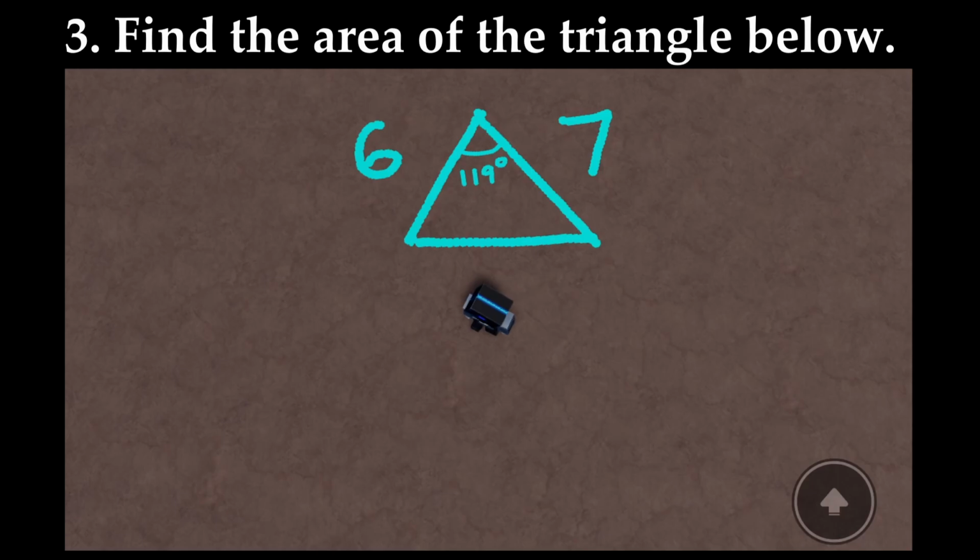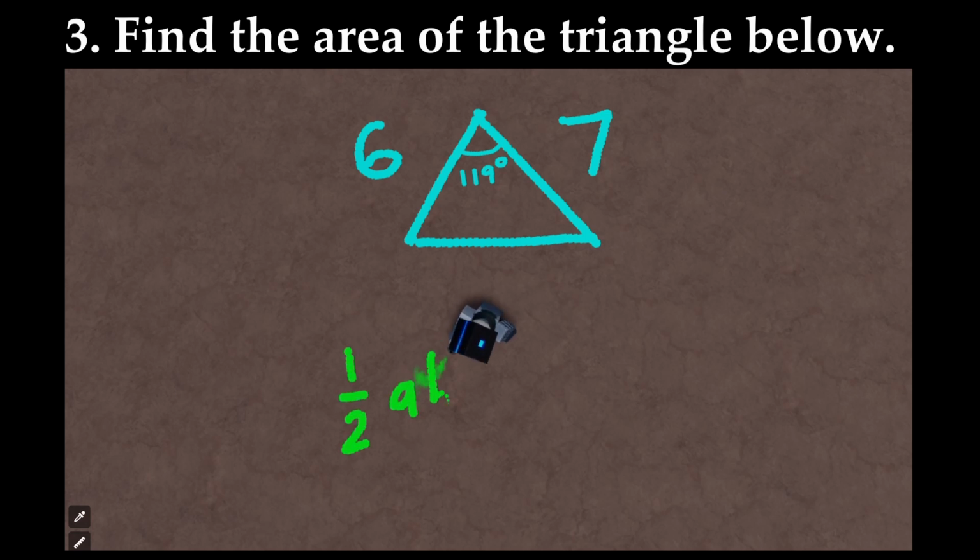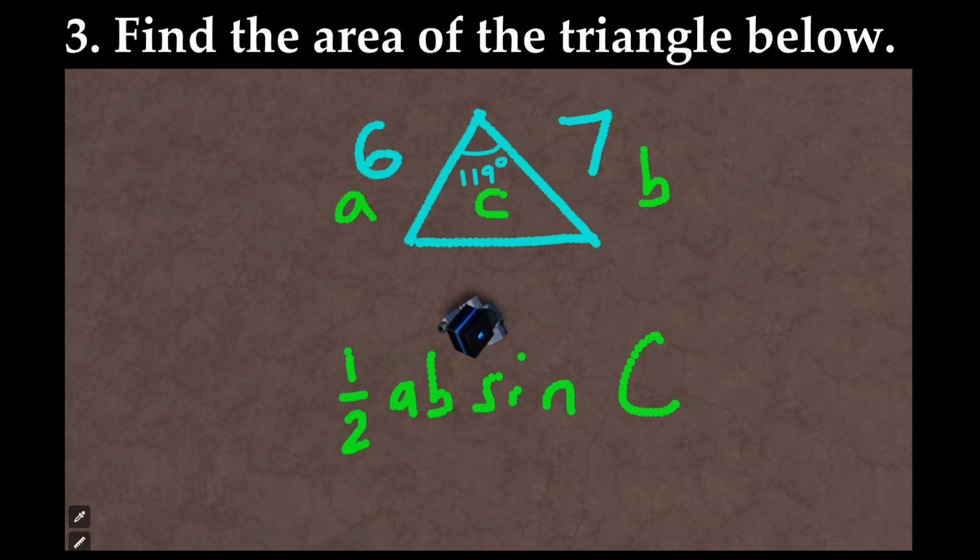Let's find the area of this triangle with side lengths of 6, 7, and an angle of 119 degrees between them. So the formula we need is 1/2 AB sine C, as always, where A and B are the side lengths. So I'll call 6 A, and I'll call 7 B, and 119 degrees is just C. Let me just plug in those numbers into this formula and solve for the area of this triangle.